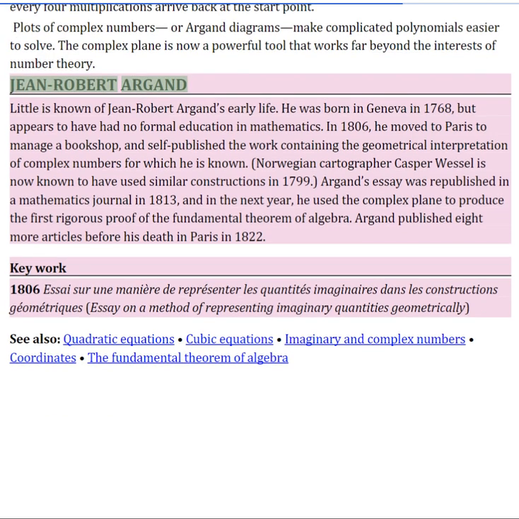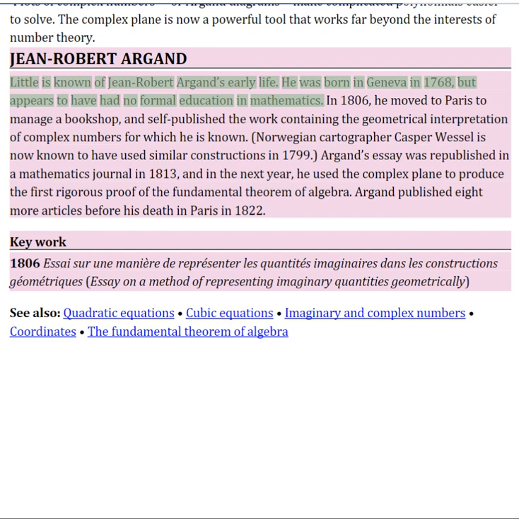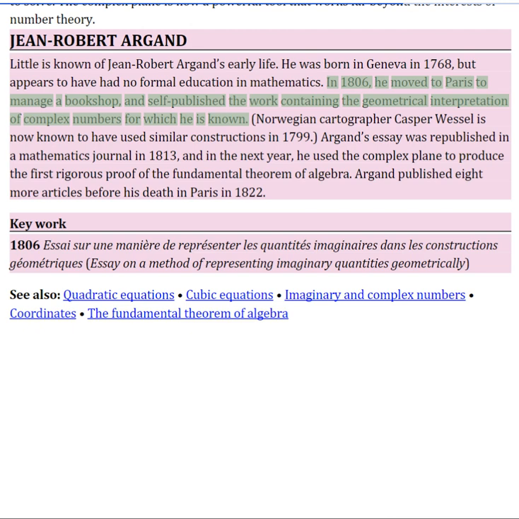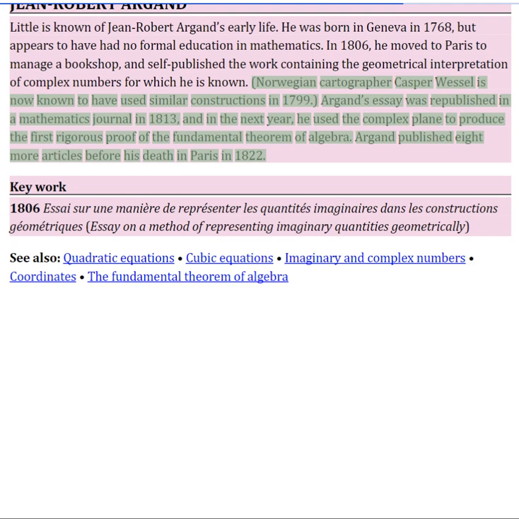Jean-Robert Argand. Little is known of Jean-Robert Argand's early life. He was born in Geneva in 1768, but appears to have had no formal education in mathematics. In 1806, he moved to Paris to manage a bookshop, and self-published the work containing the geometrical interpretation of complex numbers for which he is known. Argand's essay was republished in a mathematics journal in 1813, and in the next year, he used the complex plane to produce the first rigorous proof of the fundamental theorem of algebra. Argand published 8 more articles before his death in Paris in 1822.